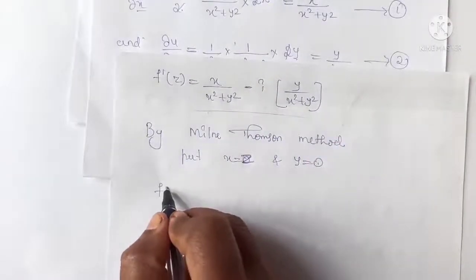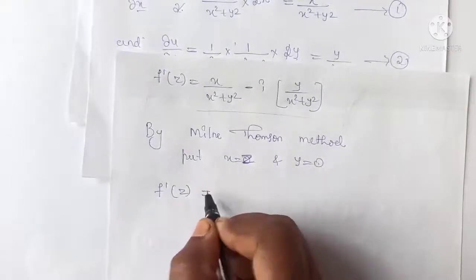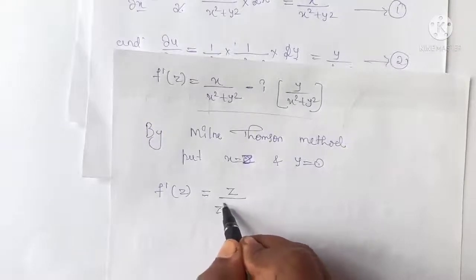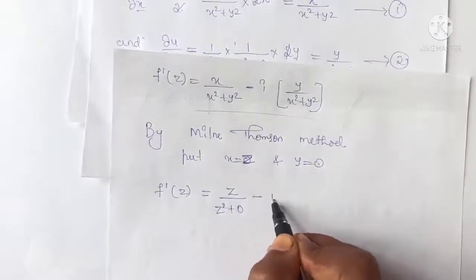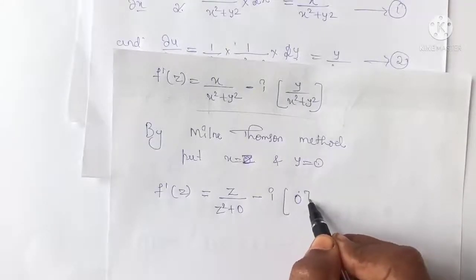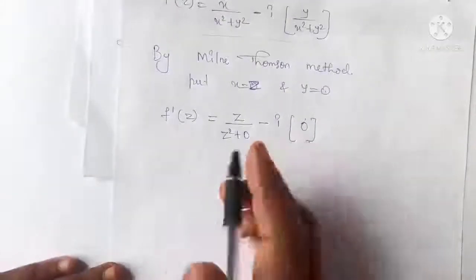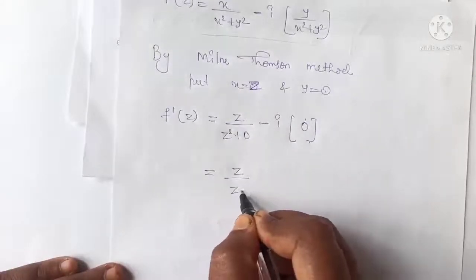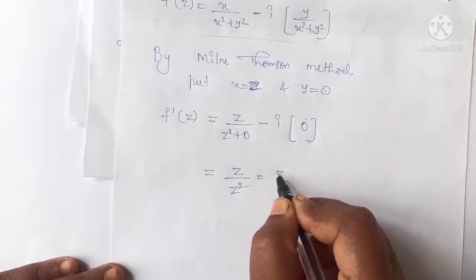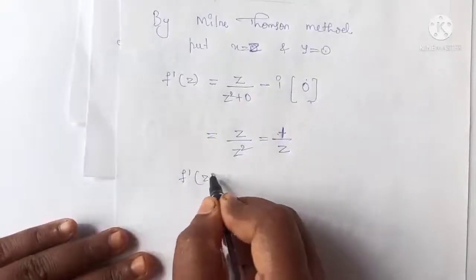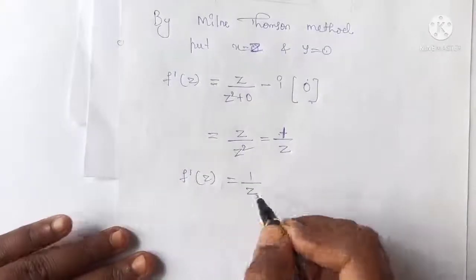We will get f'(z). So substituting x equals z, we get z divided by z², minus i times y equals 0. So therefore that whole term is equal to 0. Then it is z divided by z², which is equal to 1/z. So thus we get f'(z) is equal to 1/z.